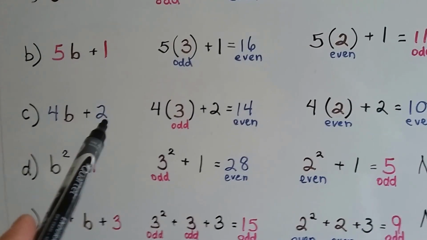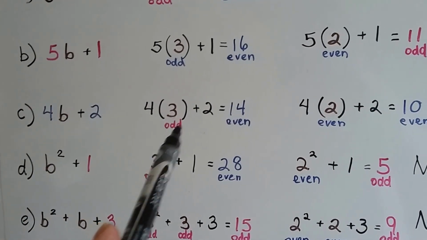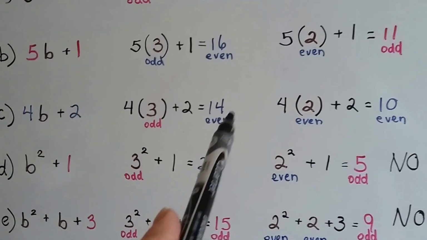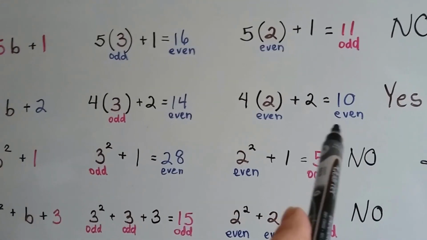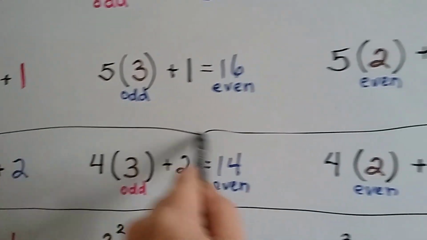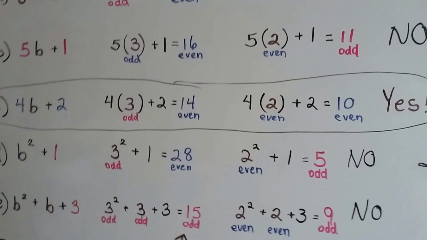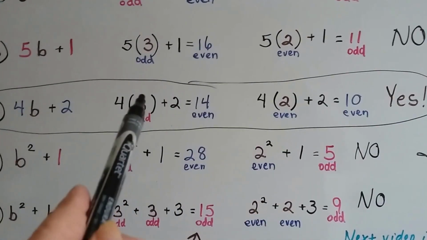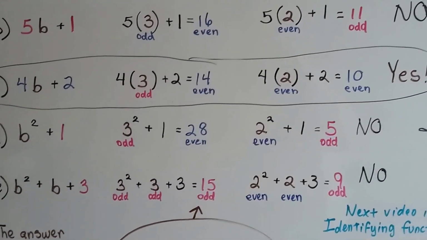For 4b plus 2, when we plug in an odd number, it comes out even. And when we plug in an even number, it comes out even. So yeah, this is the one. This is the one we're looking for. See? Because they both turned out even when we plugged in an odd and an even number.